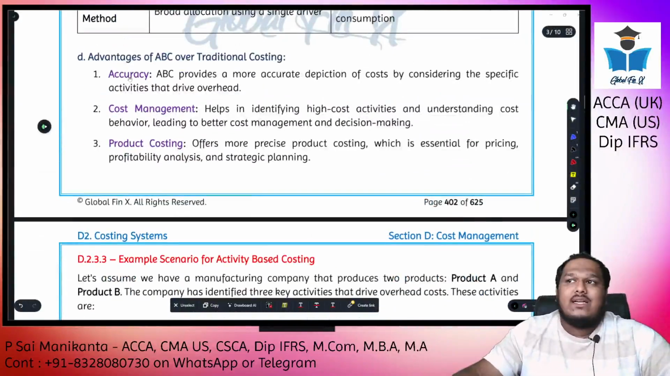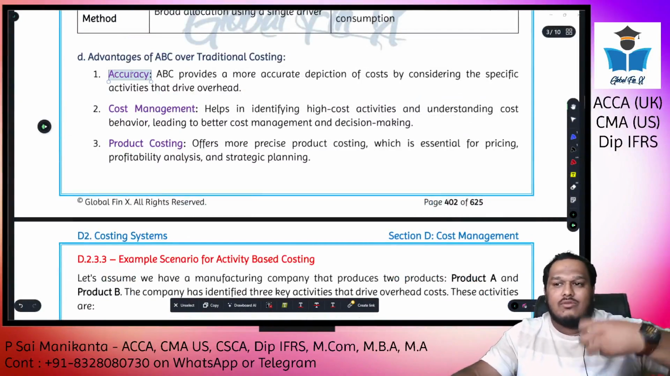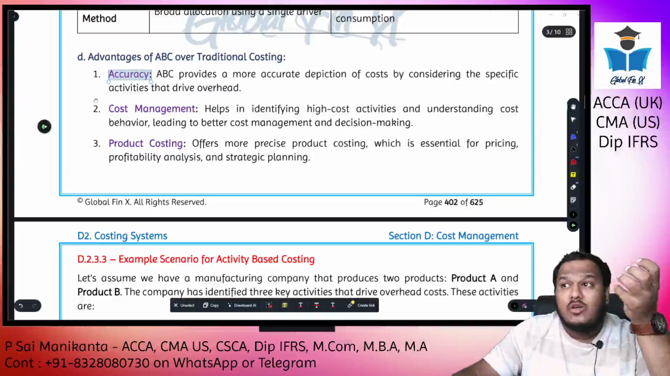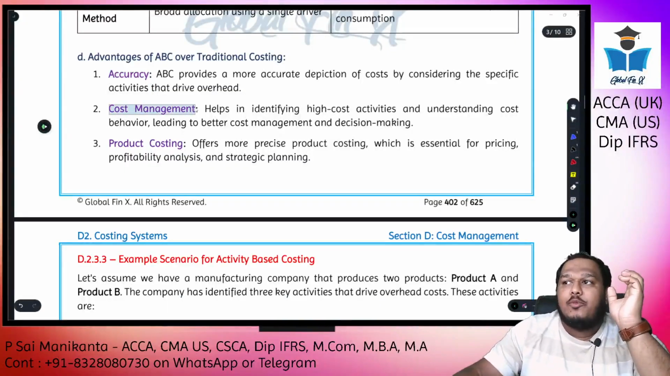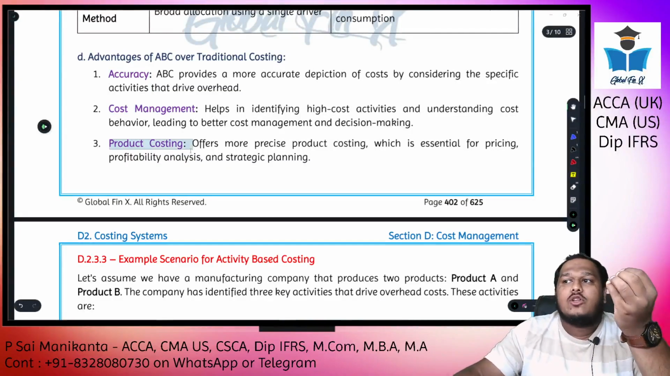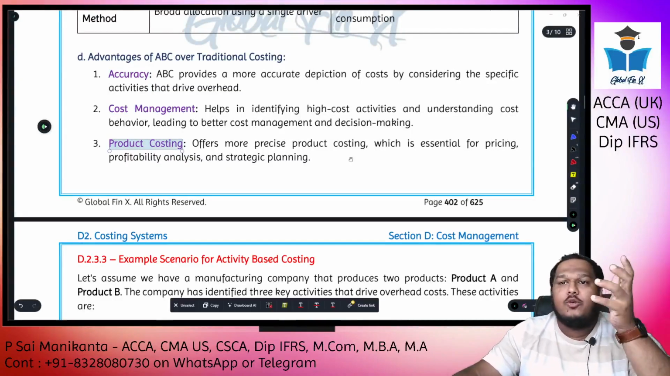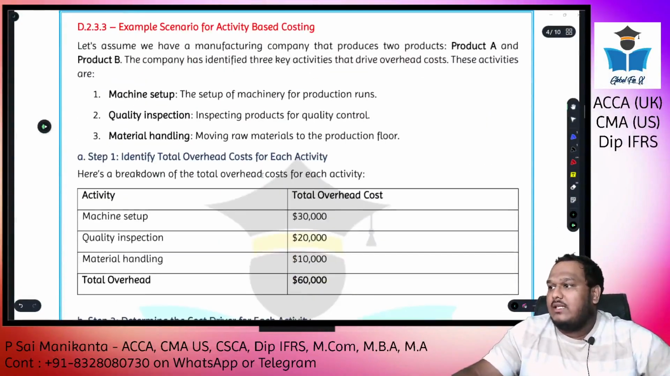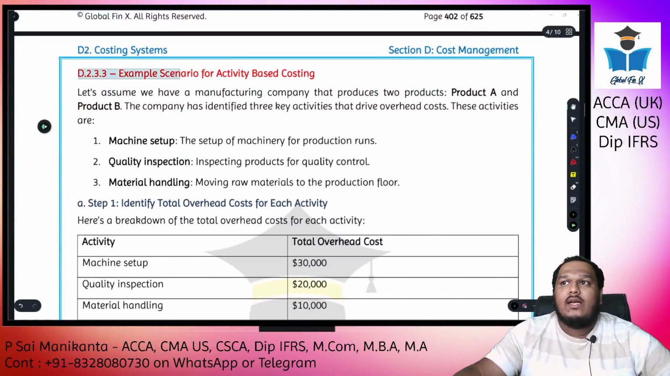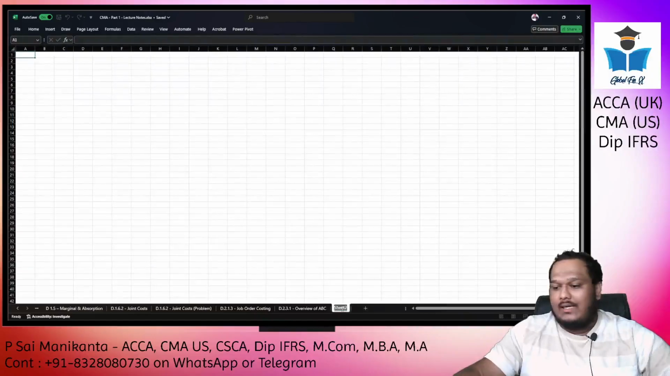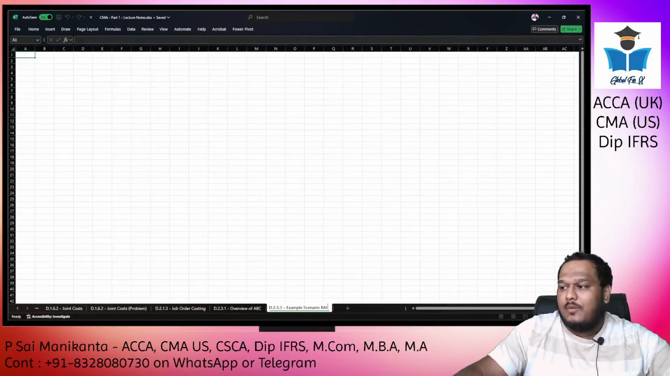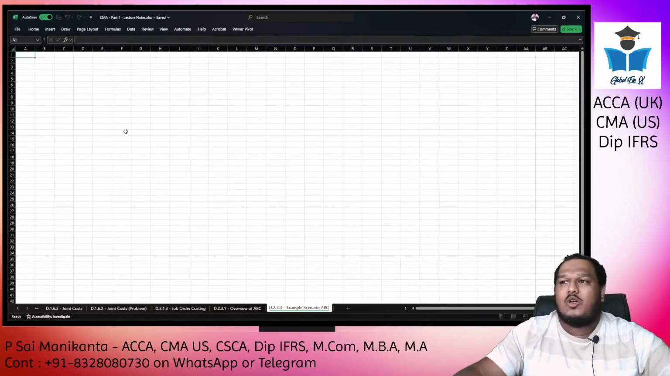So advantages: ABC will give you more accuracy because it will give you better, more detailed calculation. It will help you to manage your overall cost, and it will also help you in better calculating of cost per unit. More precise costing can be done. Very basic. So now let's see this another second example so that you can have better understanding now. Okay, I know I'm slightly deviating from the way we usually do. Usually we do one topic as one lecture, but these are small topics, so I can merge them.